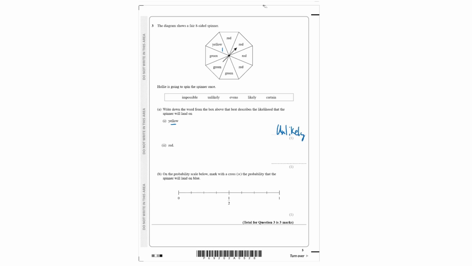Red. We can see that red happens 1, 2, 3, 4 out of the possible 8 times. And this is 1 over 2 or a 50-50 split, which means it is evens. On the probability scale below, mark with a cross X the probability that the spinner will land on blue. However, blue is not on the spinner, so this is not possible.